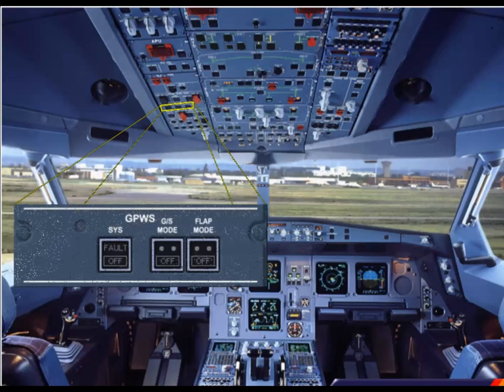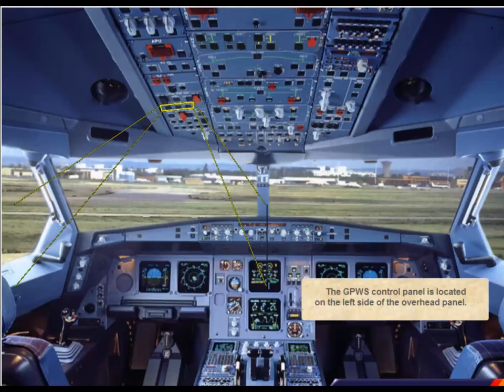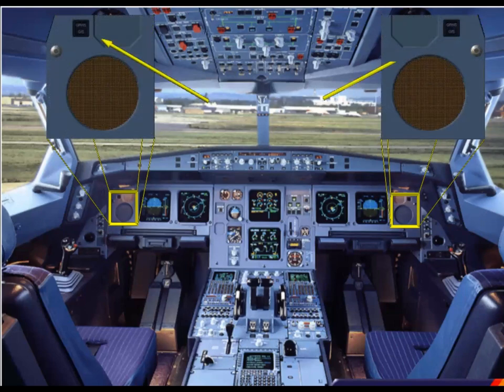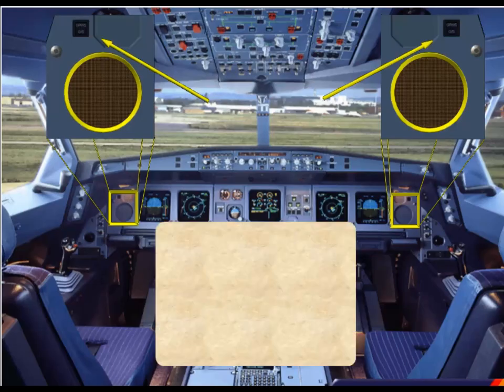The GPWS control panel is located on the left side of the overhead panel. GPWS visual warnings are provided on the miscellaneous panels. The system can be tested by pressing either GPWS glide slope push button switch. This test is normally performed by the maintenance crew. In addition, two loudspeakers located on each lower side of the main panel broadcast GPWS oral warnings even if they are turned off.